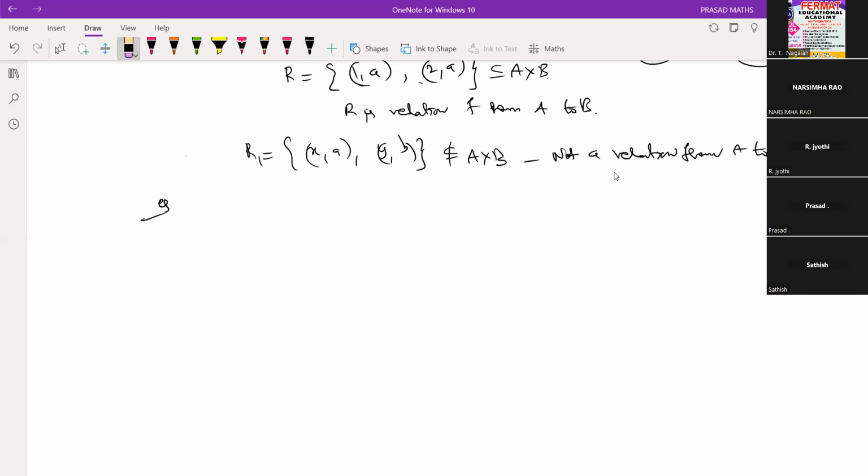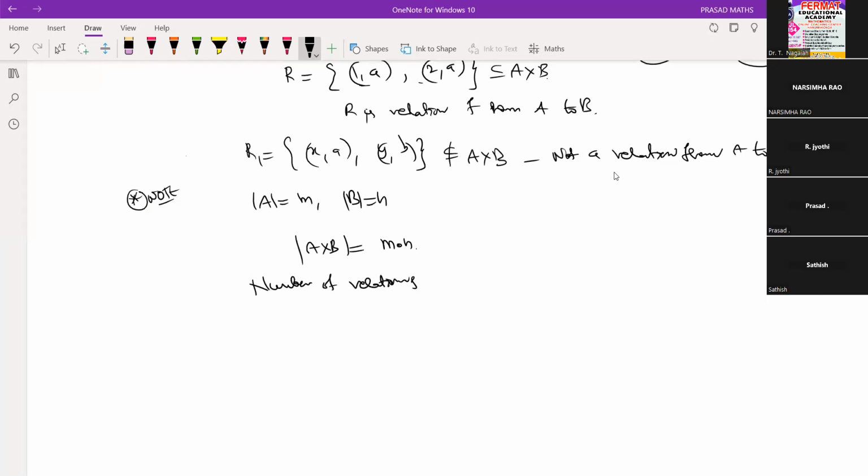Before types of relations, first you need to know the counting formula for the number of relations. Suppose the cardinality of A is m and the cardinality of B is n. What is the cardinality of A cross B? It is m into n, the cardinality of A times the cardinality of B. Now the question is the number of relations from A to B: 2 to the power of mn.